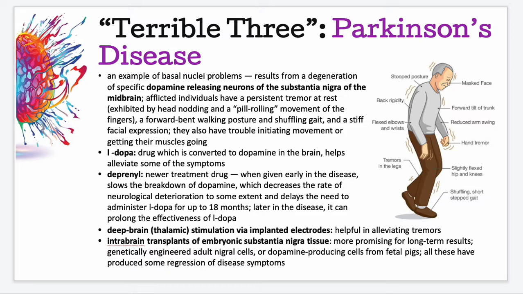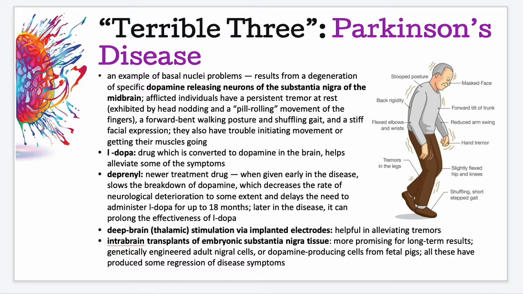Next is your Parkinson's disease. So, your Parkinson's disease, this is a basal nuclei problem. This results from degeneration of specific dopamine-releasing neurons of the substantia nigra of the midbrain. So, afflicted individuals have a persistent tremor at rest, no, exhibited by head nodding and a pill-rolling movement of the fingers. So, L-Dopa, it's a drug which is converted to dopamine in the brain, helps alleviate some of the symptoms. Next is we have your Deprenyl.